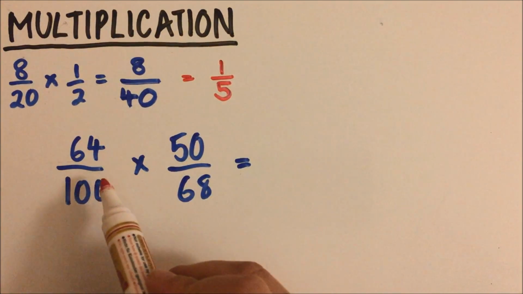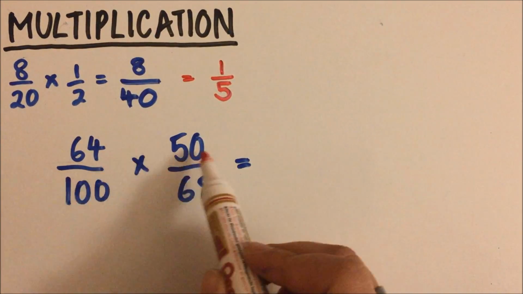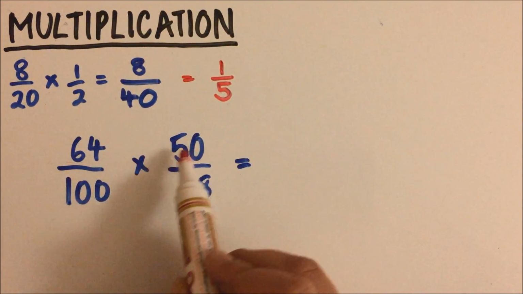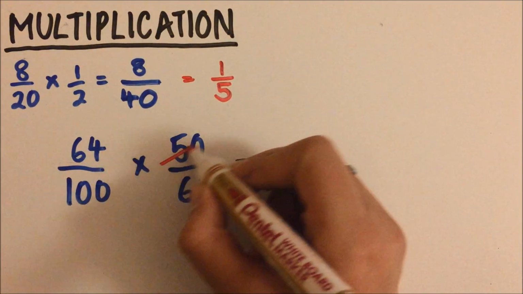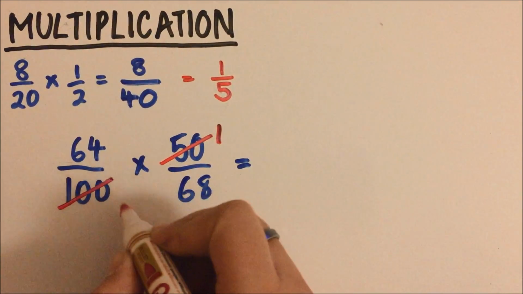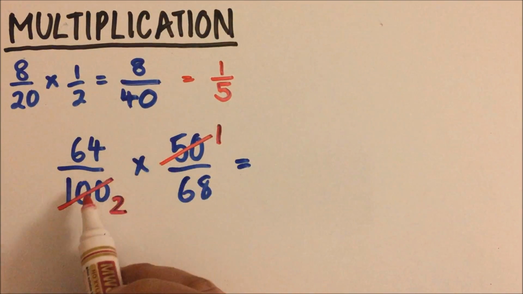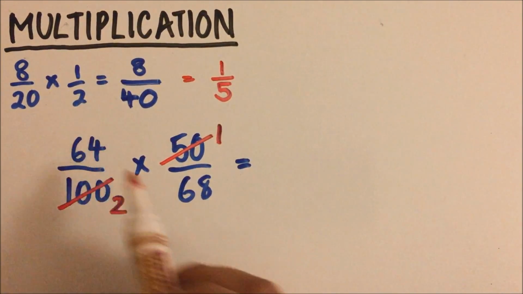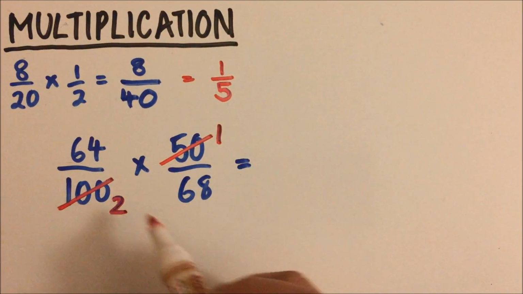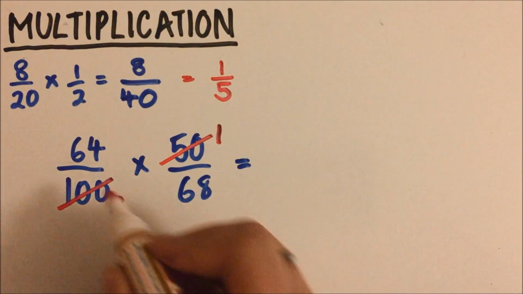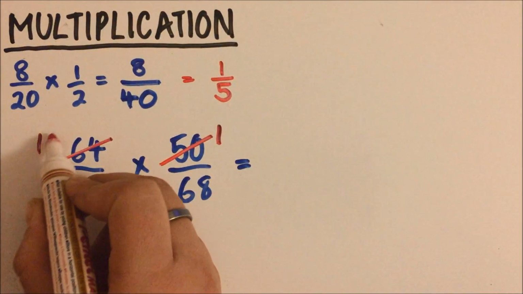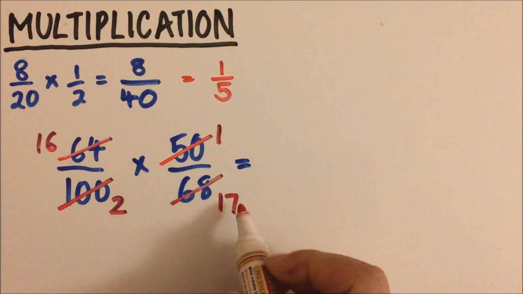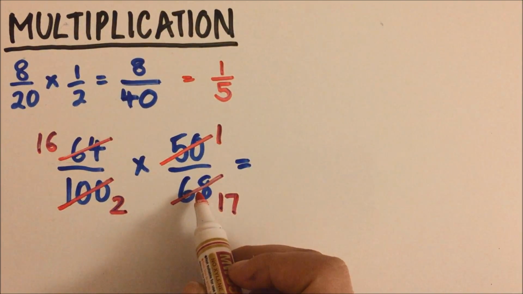So in this case, I'm going to simplify 50 and 100 together, because I know 50 times 1 gives us 50, and 50 times 2 gives us 100. So 50 over 100 is basically a half. So this becomes a 1, this becomes 2, because 50 over 100 is the same as a half, okay? And 64 and 68, I know both go in the times table of 4, and I know 16 times 4 gives me 64, and 17 times 4 gives me 68, okay?